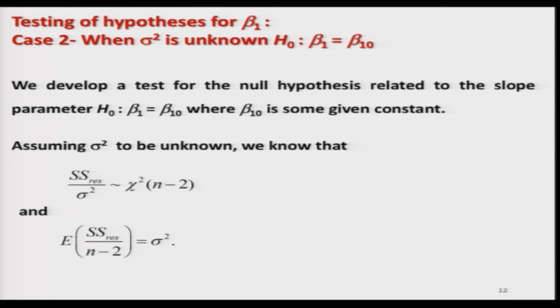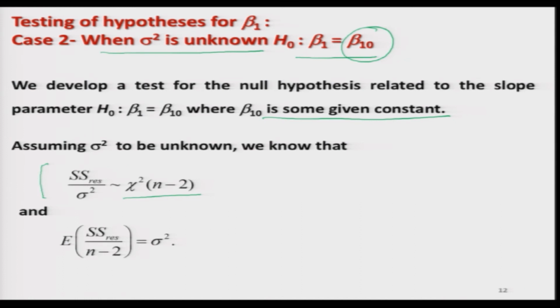And now I come to the second case where we assume that sigma square is unknown, and we try to construct the hypothesis for the same parameter beta 1, right. So, my hypothesis remain the same, H naught: beta 1 is equal to beta 1 naught, where beta 1 naught is some given value or given constant. So, since we are assuming that sigma square is unknown, we have a result from statistical inference that SS res upon sigma square follows a chi-square distribution with n minus 2 degrees of freedom.